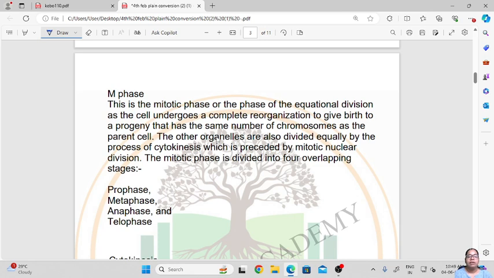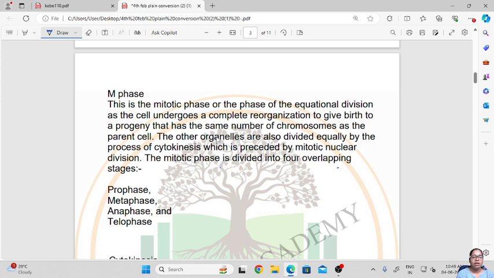So first we will see what is M phase. M phase is basically the mitotic phase or the phase of equational division, as the cell undergoes a complete division to give birth to progeny that has the same number of chromosomes as the parent cell. The other organelles are also divided equally by the process of cytokinesis, which is preceded by mitotic nuclear division. The mitotic division is divided into four overlapping stages.